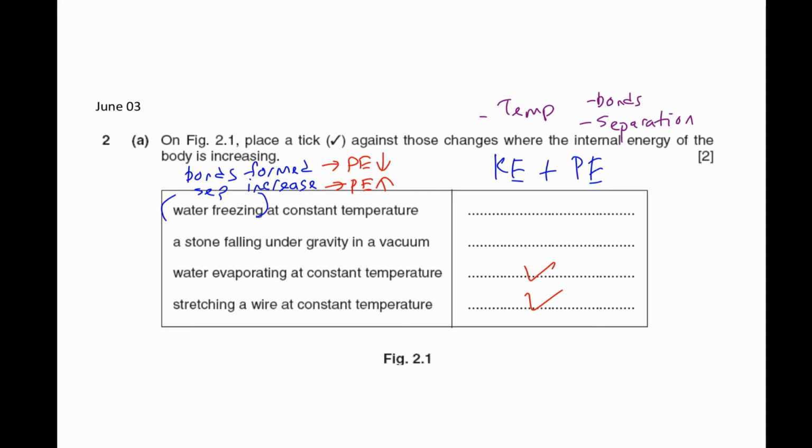And for this part, they mention that you only need to put a tick where the internal energy is increasing. So before we decide whether the internal energy increases or decreases, it is a good idea to write down the KE and PE here. So for KE, how do I know whether it will increase or not? We look at the temperature. And for PE, we look at either bonds or separation. So in this case, they said water freezing at constant temperature. So constant temperature implies that your KE is constant.